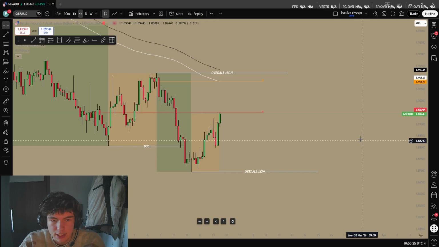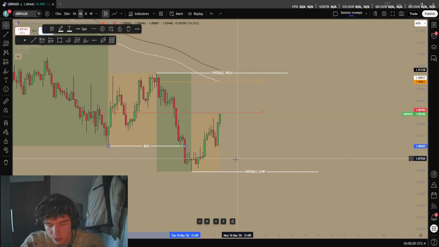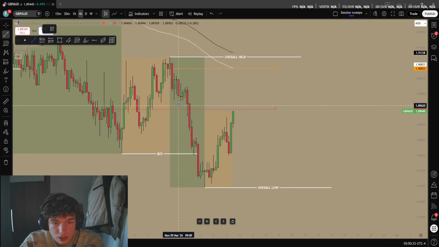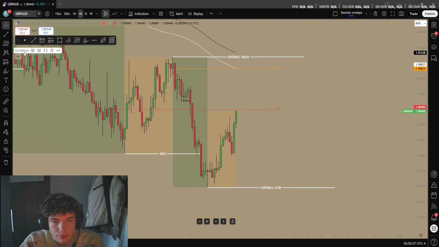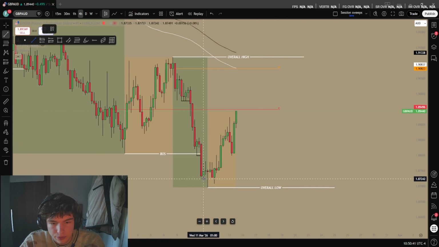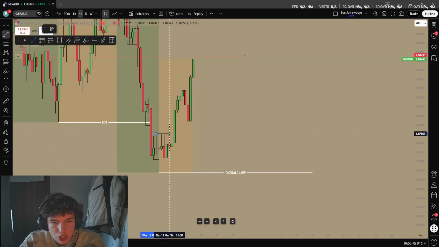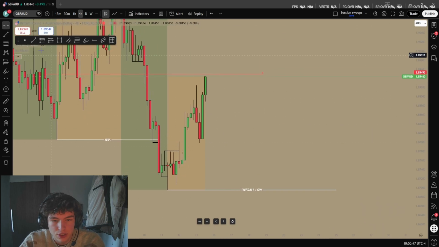Now, what do we see? We have a swing break of structure in towards the downside, and our fractal is bullish. So that's not what we want, right? We see a fractal break in towards the downside right here. We see another fractal break in towards the downside right here. And we see another one right here. And then we see that change of character in towards the highs.